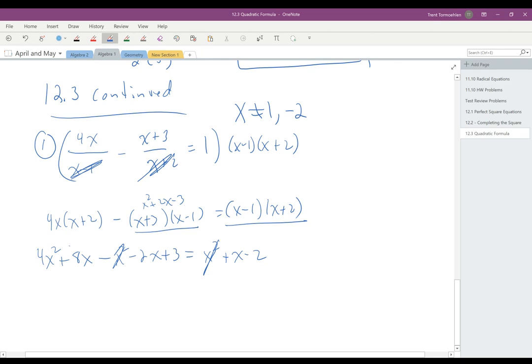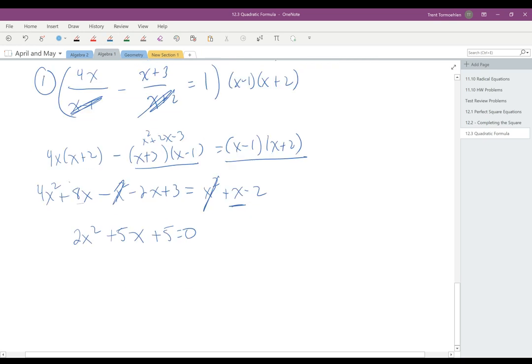And so 4x squared minus x squared minus x squared would give me 2x squared. 8x minus 2x is 6x. Minus x here gives you plus 5x. And then add 2 to both sides, and you get 2x squared plus 5x plus 5 equals 0. Now I need to go through and solve this equation.